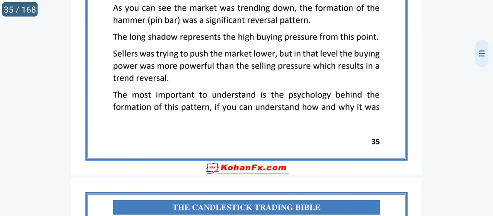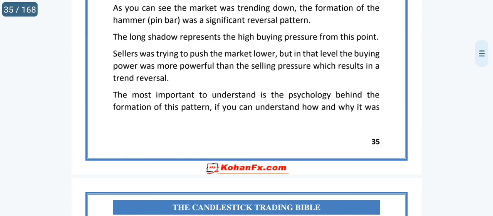The long shadow represents the high buying pressure from this point. Sellers were trying to push the market lower, but at that level, the buying power was more powerful than the selling pressure, which resulted in a trend reversal.